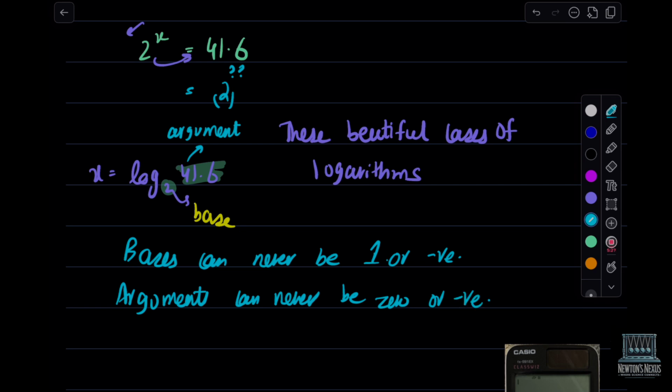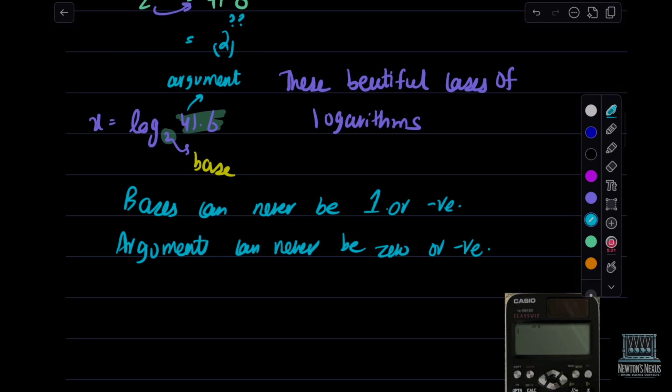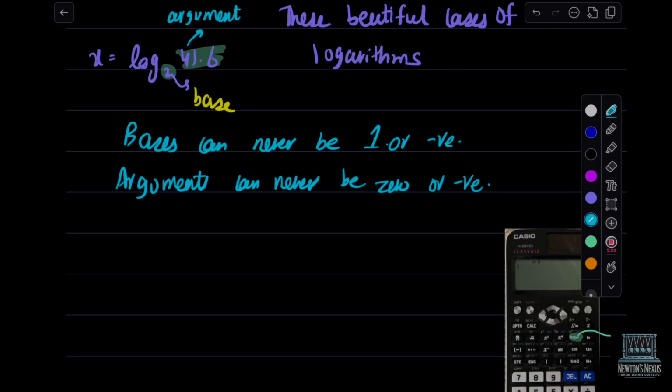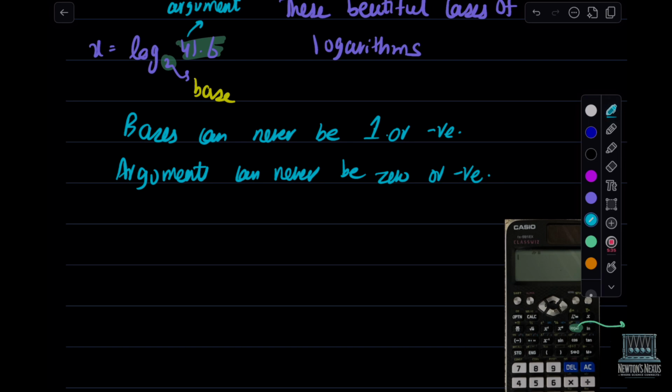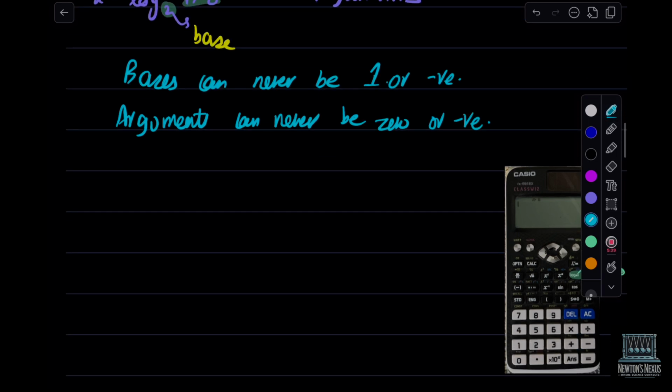Okay, so they can never be negative or they can never be 0. So you have to memorize these. So how do you select this at the calculator? Well, you can go to the logarithms tab which you have in your calculator.